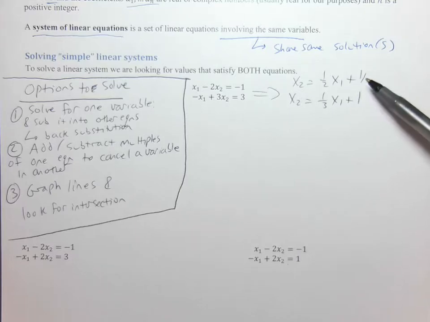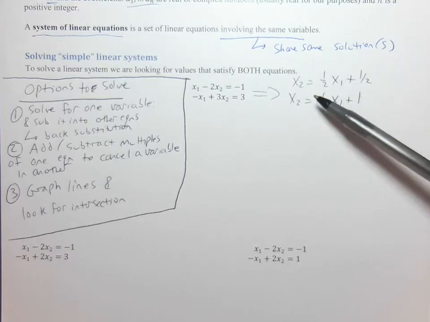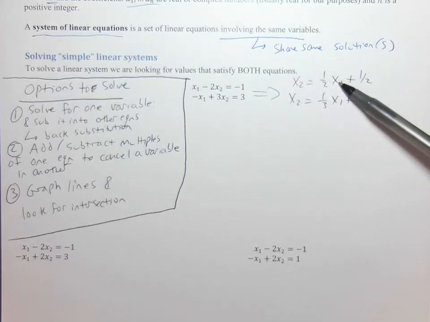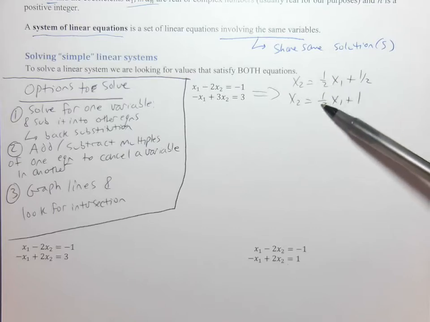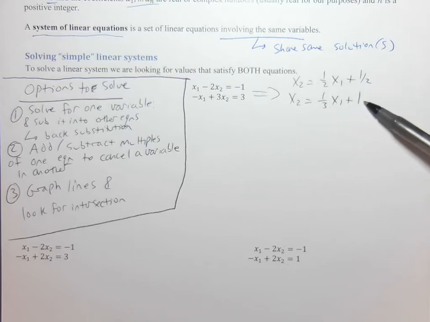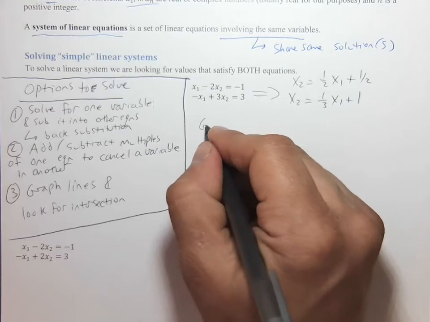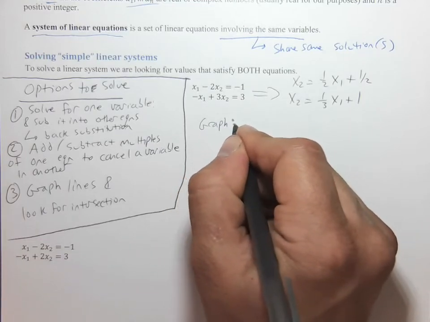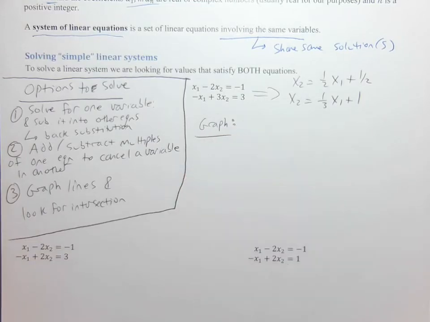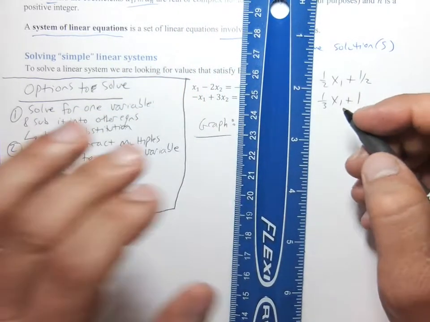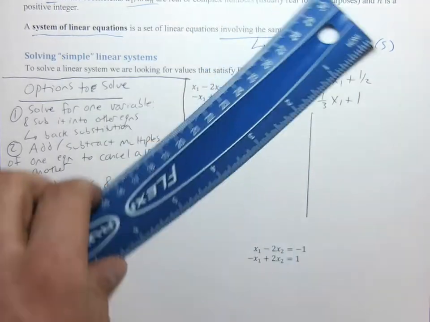And so this now looks like y equals mx plus b, right? x2 is kind of like the y, x1 is the x. Those are the slopes, the 1/2 and 1/3. Those are the y-intercepts. And so we can graph those. They're 2 different lines. We can just go ahead and graph them on an xy axis. I do have my ruler here, so I'm going to go ahead and draw a quick xy axis.